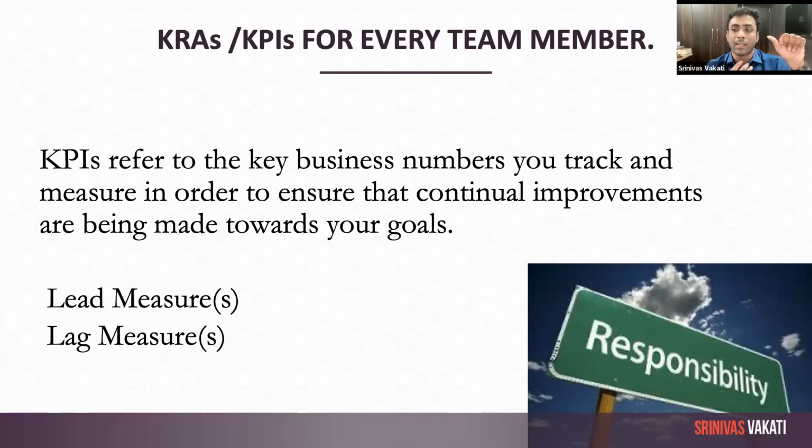Lead measure is the activity. It means that it's something that you can control, or it's something that the employee can control. For example, in case of sales executive, number of telephone calls is something that is in his control, right? That is the lead measure. And the revenue generated is not in his control. That is the result of the activity of the telephone calls. It becomes the lag measure. So you need to start tracking both lead measure and lag measure for every employee in your company.